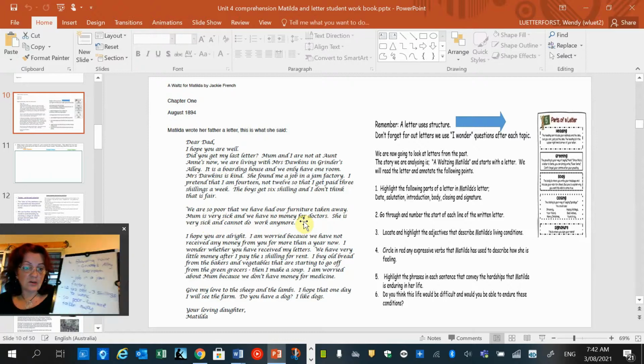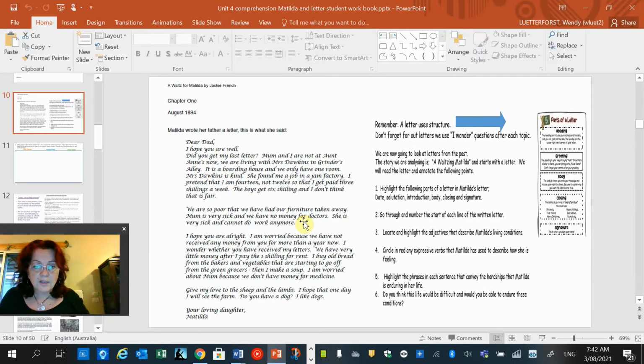So you can see how long this list is getting. Mum's very sick, so that's another one. We don't have any money for doctors, that's another one. And she can't even go to work anymore. I'm worried. We haven't received any money, that's another one.